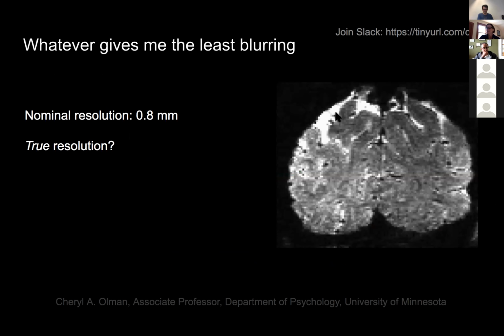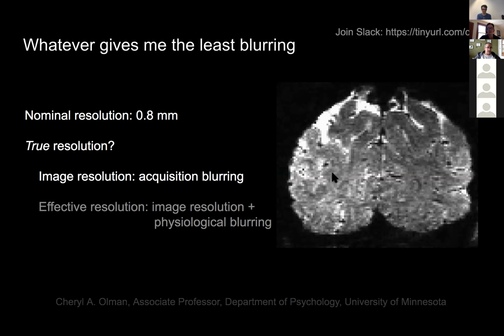The thing I'm most excited about lately is figuring out ways to talk about image blurring. A lot of us work at 0.8 millimeter nominal resolution. It's this hardware sweet spot. Also gives us 3 samples through the cortical depth when we're doing layer-fMRI. That's the nominal resolution. What's the true resolution? There's a lot of ways of answering that question. They fall into kind of 2 categories.